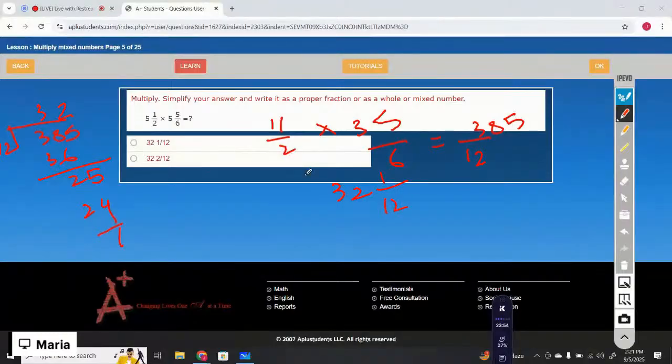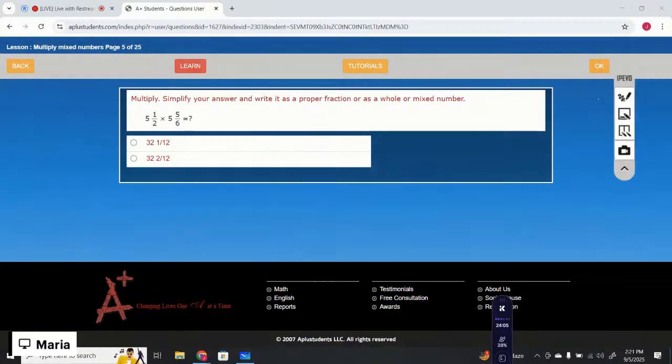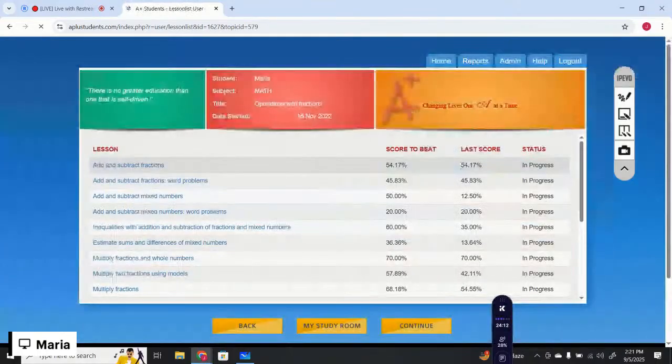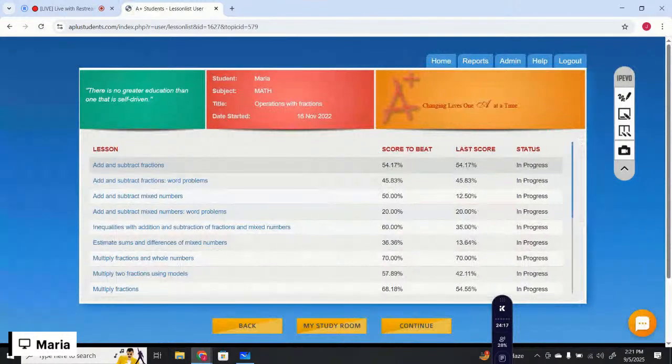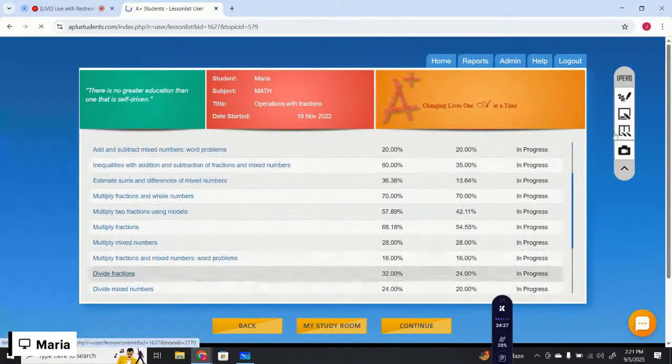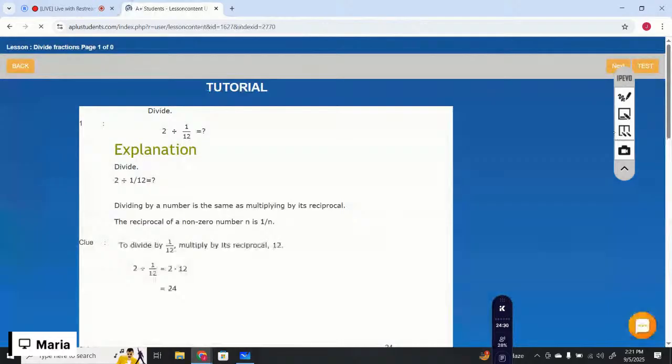That is 32 whole 1 over 12. Option number 1 is the correct option. Okay, you can complete the lesson by yourself later today. Let me just move on to the next lesson. The next lesson is fractions. Let's just start with the lesson.